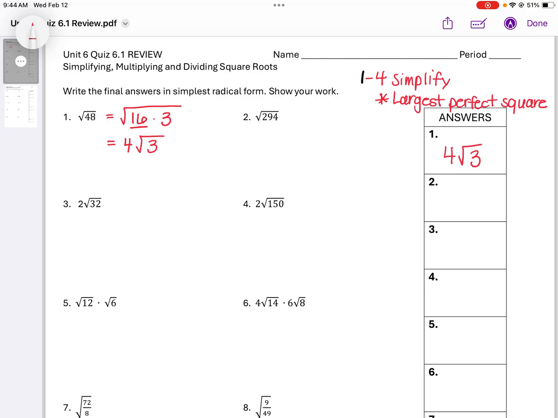And so I don't know that I quite recall what goes into 294. So I'm going to try several. 36 doesn't work. I'm going to try 49. Actually, 49 works. Okay. So the largest perfect square that will go into 294 is 49. And using my calculator, I figured out that 49 times 6 is 294. So with that done, I'm going to take the square root of 49, which is 7. And then the square root of 6 is not a perfect square, so we're going to keep that.